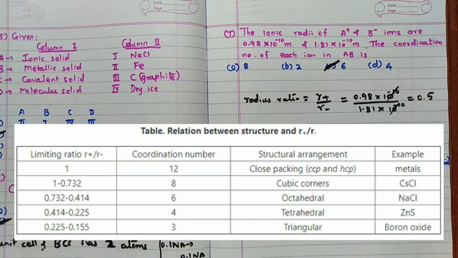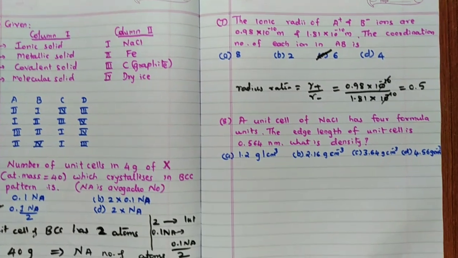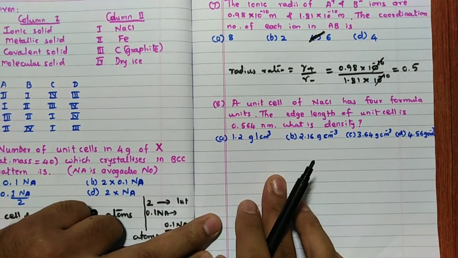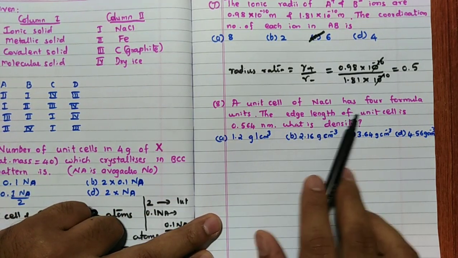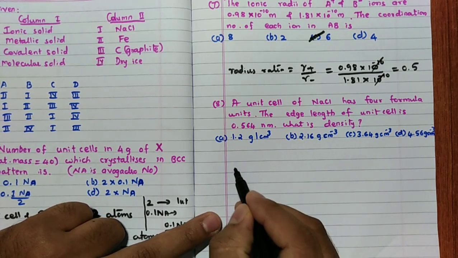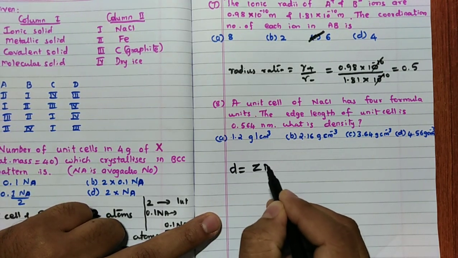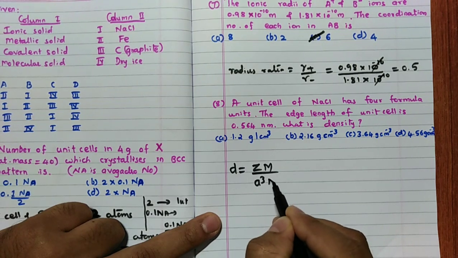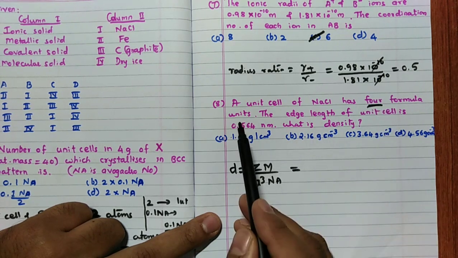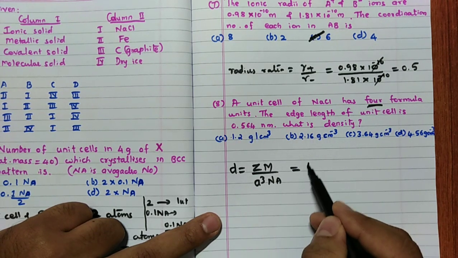Remember. Then the 8th: a unit cell of NaCl has 4 formula units. The edge length of the unit cell is given. What is the density? Very simple here. It is the density formula; it is not a big problem. Z M divided by a cube into Na. But the very important thing is, what is Z? Very simple. They have given 4 formula units, which is nothing but Z is equal to 4.